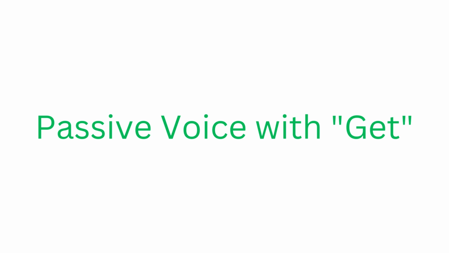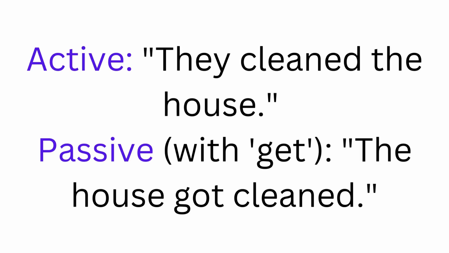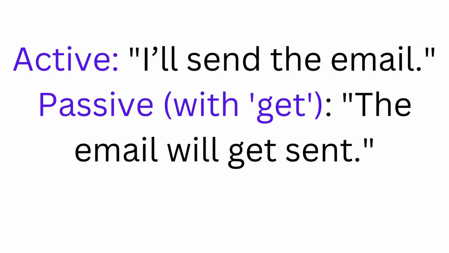Passive voice with get. In informal or conversational English, get can be used instead of be to form the passive voice. 1. Active. They cleaned the house. Passive. With get. The house got cleaned. 2. Active. I'll send the email. Passive. With get. The email will get sent.